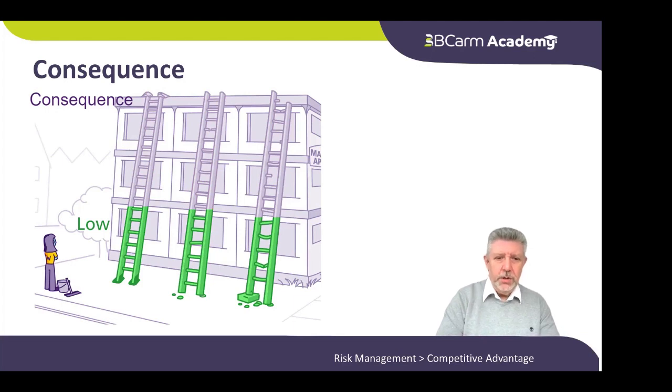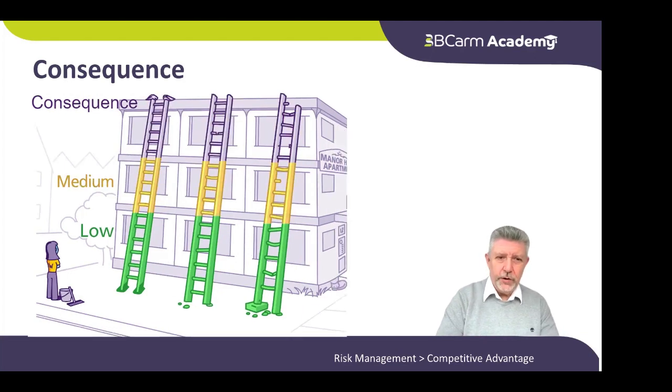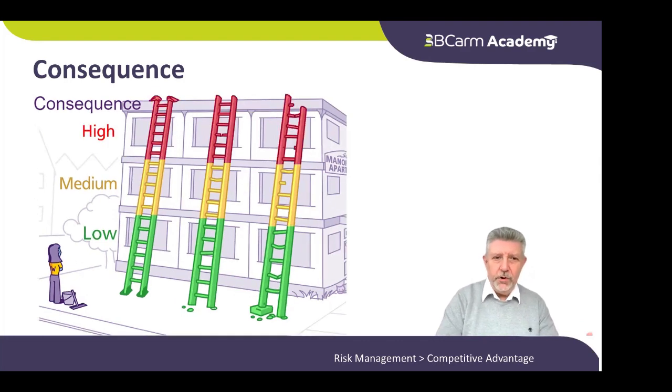Whereas if we were to clean the windows at the first floor, then we fall off each of those ladders, the consequence again, the severity might increase. So therefore we might class that as a medium. And if we're up at the second floor, then obviously falling off, we're talking major broken bones, catastrophe, etc. So the consequence is high.